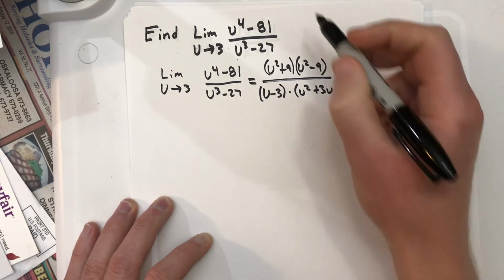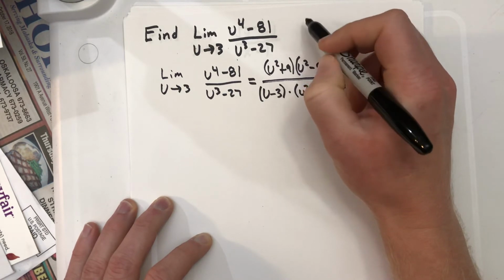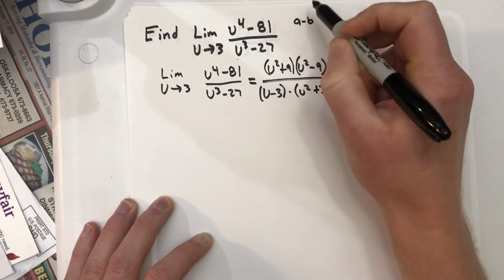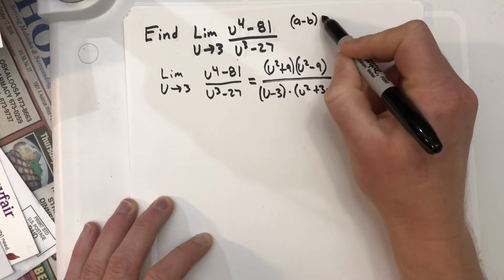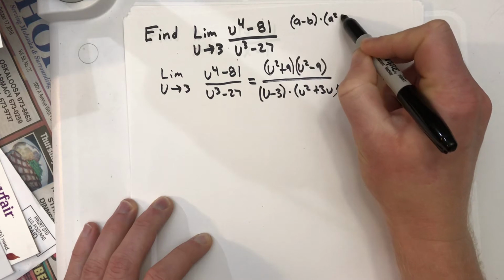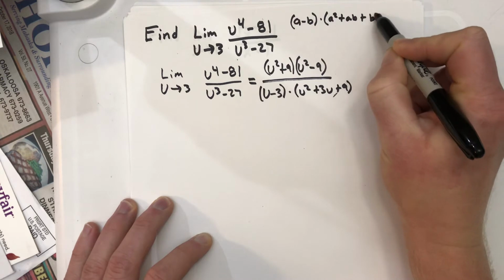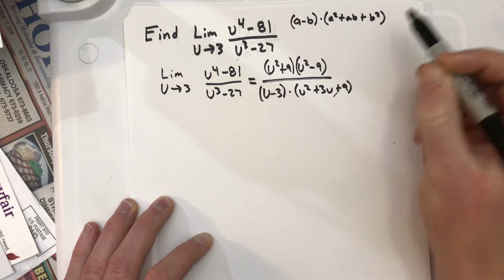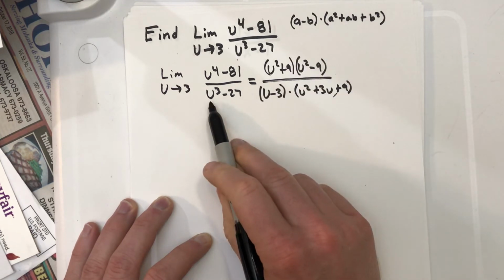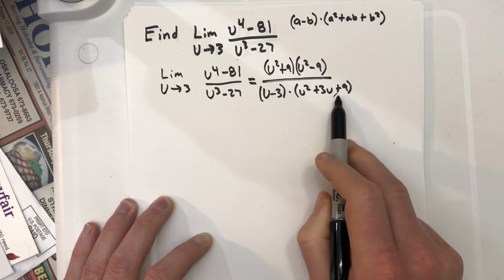I think they have a formula online, and the formula is, let's see, a minus b times a squared plus ab plus b squared. So that is the formula: if you have something cubed minus something else cubed, you can use this formula to break this down like I did there.